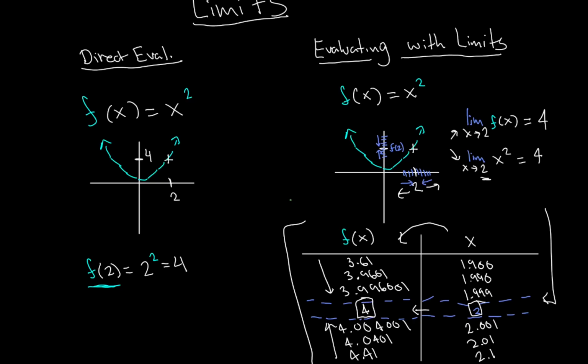And this is kind of tedious, right? Making a whole table and doing this. So there's ways to evaluate limits that don't involve using this table that we'll go into in the future. But the main question is, why are we doing this, right?